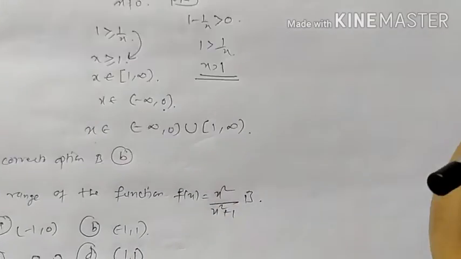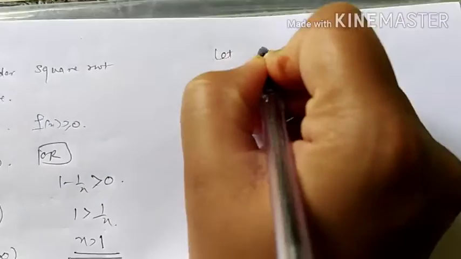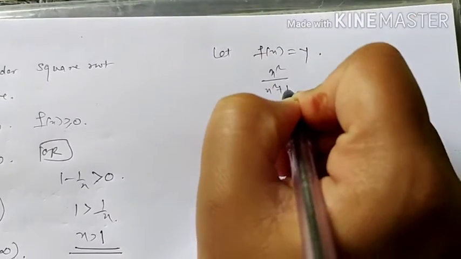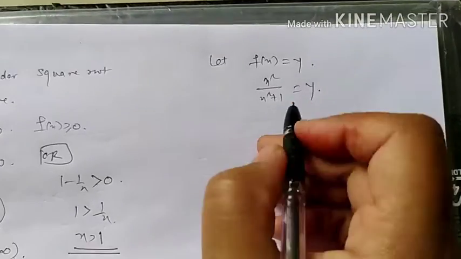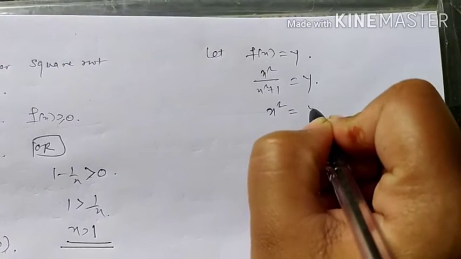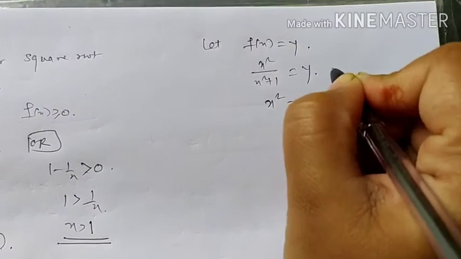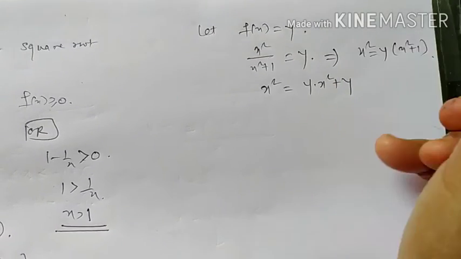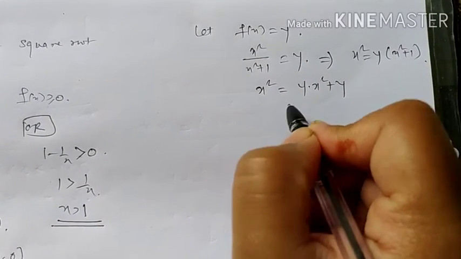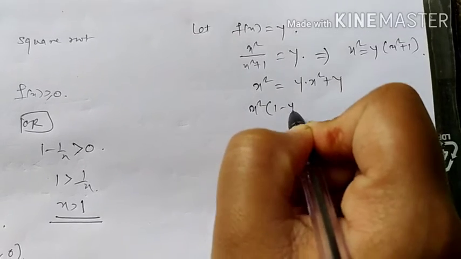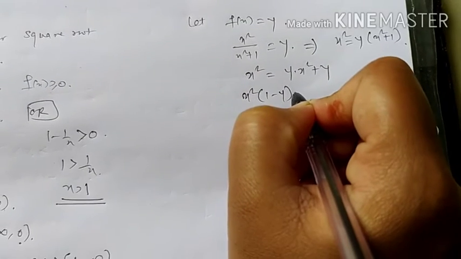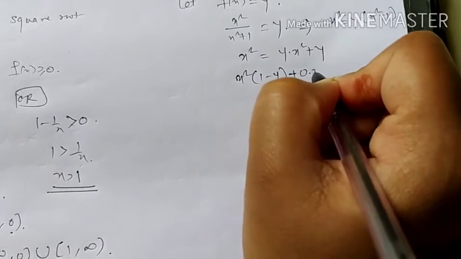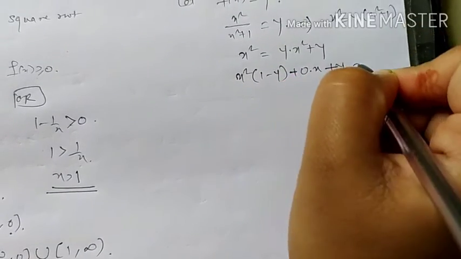So let f of x equal y. So x square upon x square plus 1 equals y. If we cross multiply, we have x square equals y into x square plus y. Here we can write x square equals y into x square plus 1. Getting? So if we take this x square common, we have 1 minus y into x square plus 0 into x plus y equal to 0.